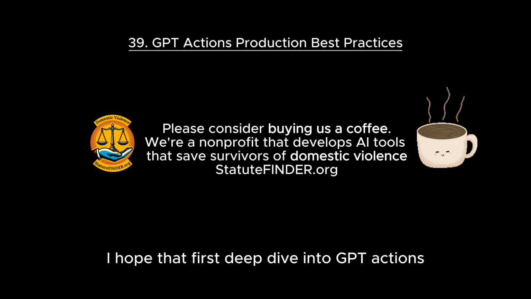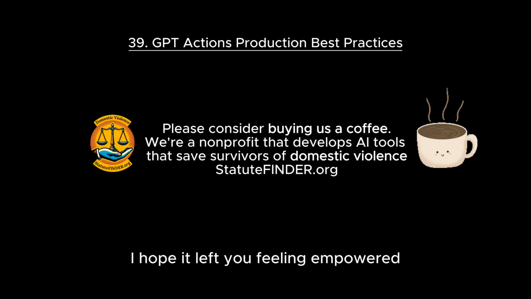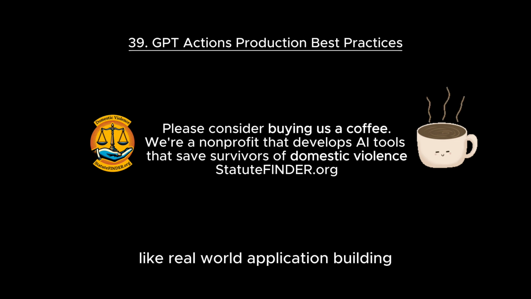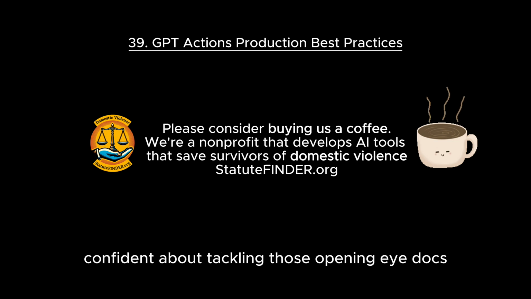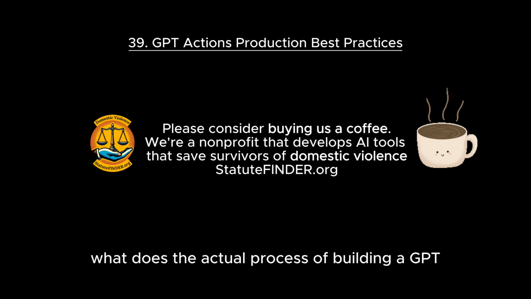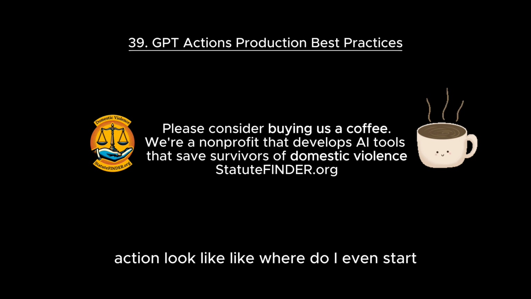Welcome back. I hope that first deep dive into GPT actions left you feeling empowered, not overwhelmed. So now let's roll up our sleeves and actually get into some real world application building. Okay, yeah, I'm feeling much more confident about tackling those OpenAI docs. But now I'm curious, what does the actual process of building a GPT action look like? Like, where do I even start?